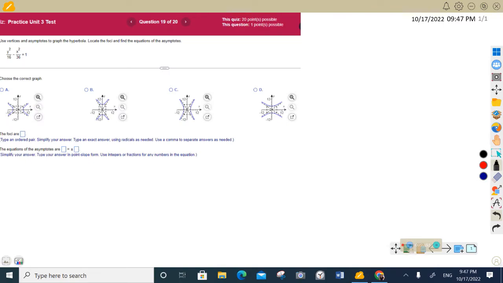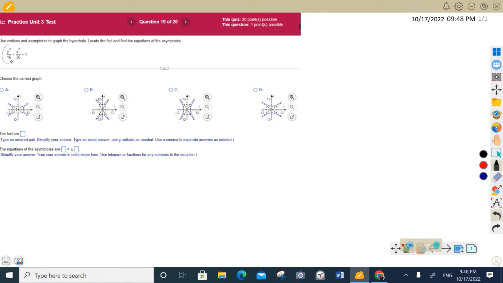Okay, question 19. It says use vertices and asymptotes to graph the hyperbola, locate the foci, and find the equation. We know it's a hyperbola because they told us, but also because it has a minus. Now, caution light: a lot of people would say, oh, 36 is bigger, so x is the major axis. False.